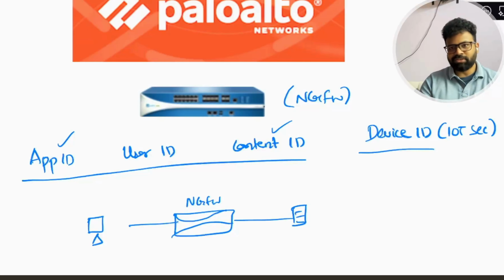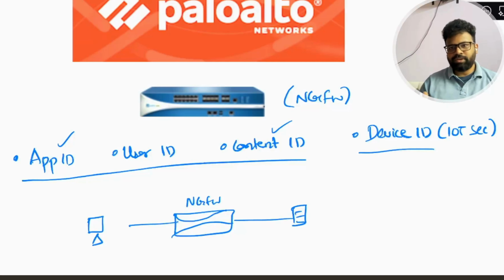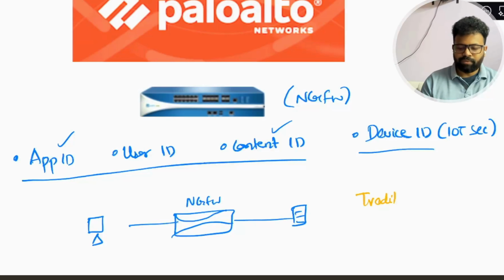I'm just giving an overview. So these are the main features of Palo Alto: app ID, user ID, content ID, and device ID. We'll go through each of the topics in a detailed manner in the upcoming sessions. But as of now, you just want to know the difference between the traditional firewall and the next generation firewall.